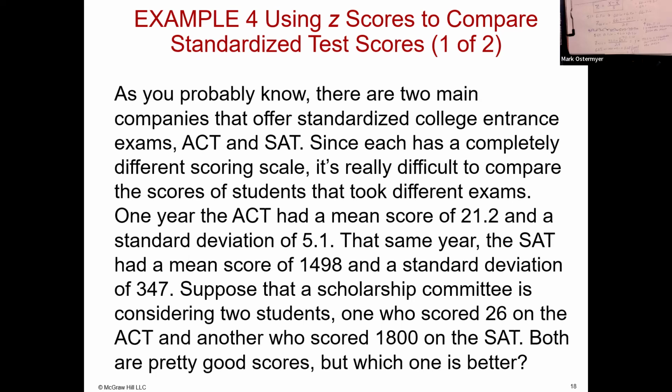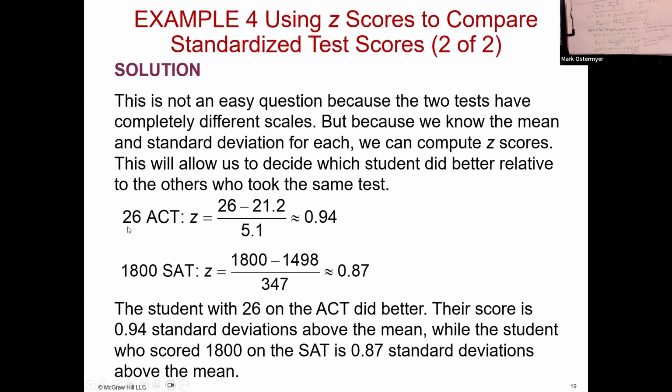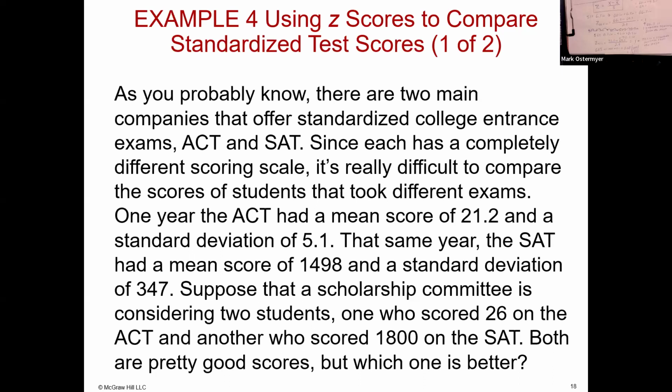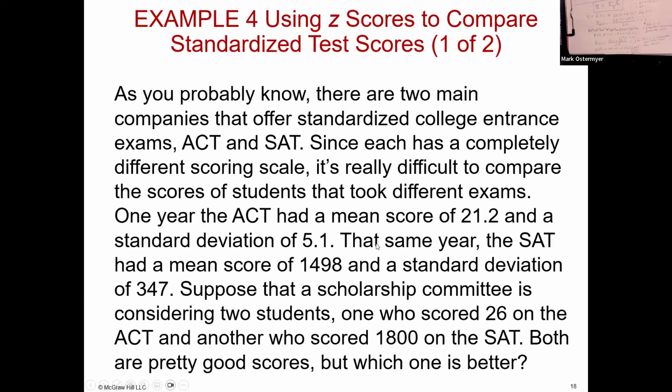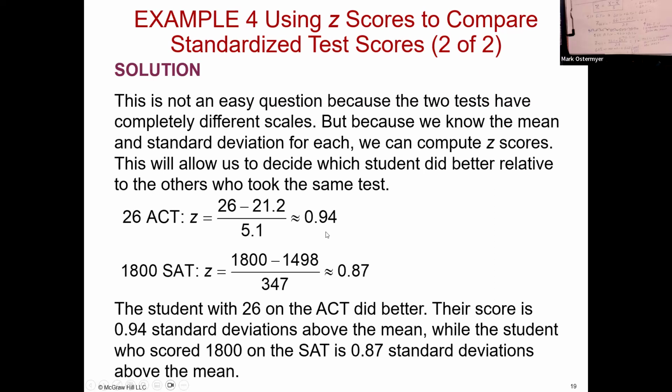Okay. So we're gonna have to take the score of 1,800 and standardize it, and also 26 and standardize it, turn them into Z-scores. First, let's take 26 and turn it into a Z-score. That's gonna be 26 minus the mean of the ACT scores. The mean they told us was what, 21.2? Divide that by the standard deviation score, which is 5.1. That gives us a Z-score of 0.94.